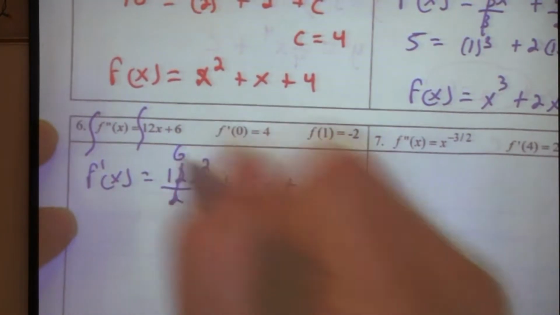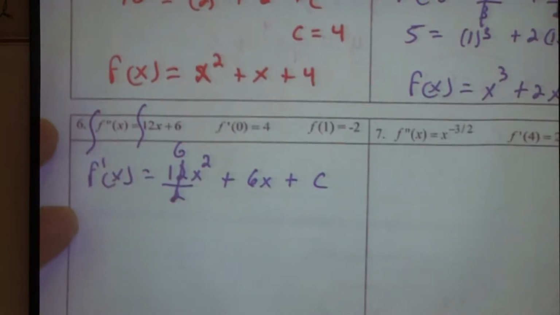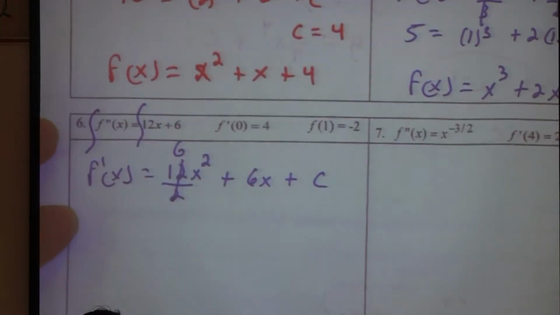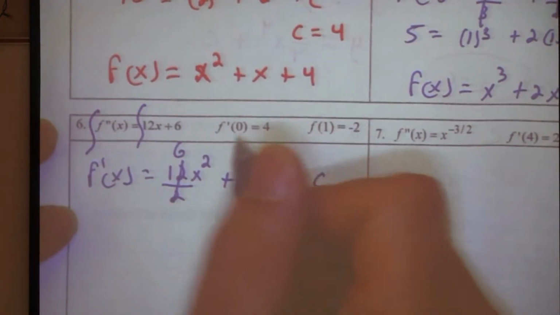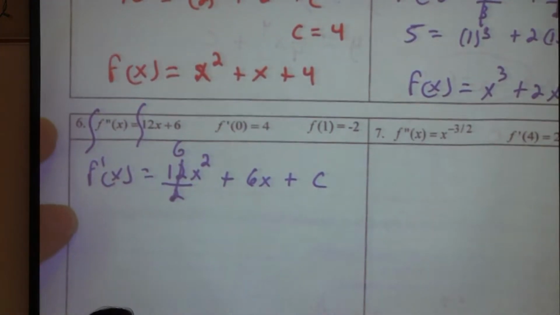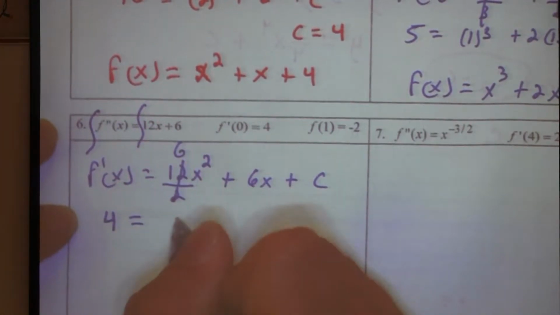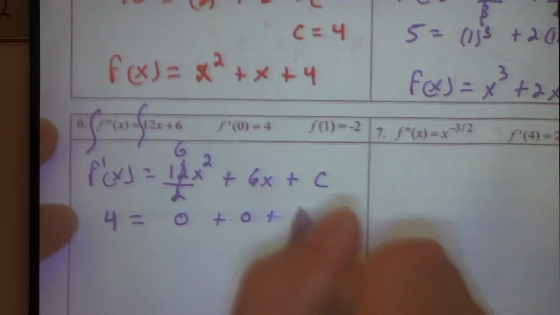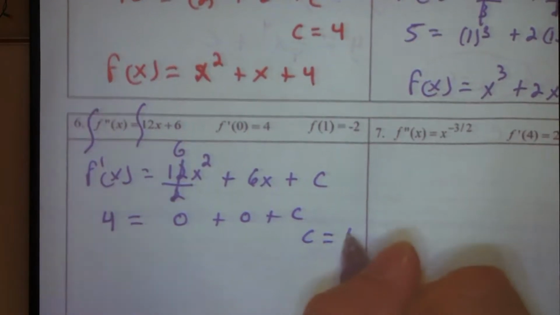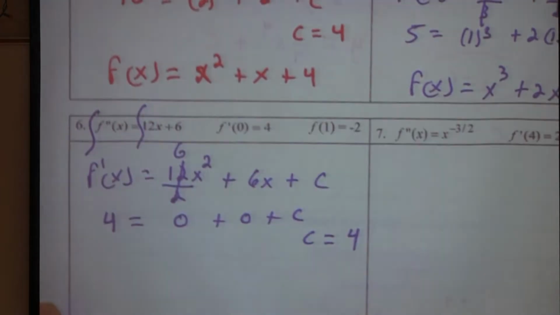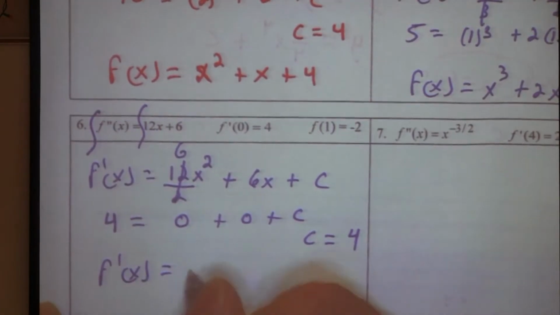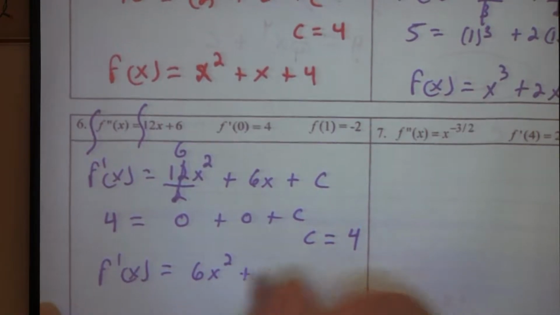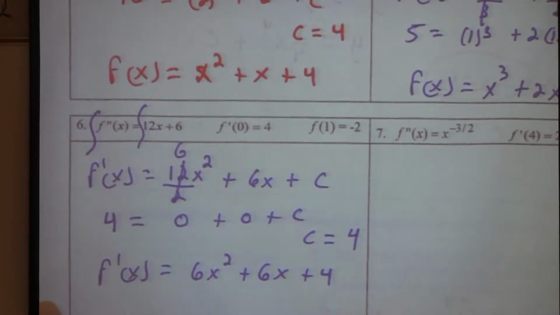Over 2 is going to become a what? A 6. You can do that already in your head. And tell me that answer, so that'll be what I write, okay? So now we're plugging in 0 and 4. So we're going to get 4 is equal to 0 plus 0 plus c. So we know c is 4. So my first derivative equation is 6x squared plus 6x plus 4.